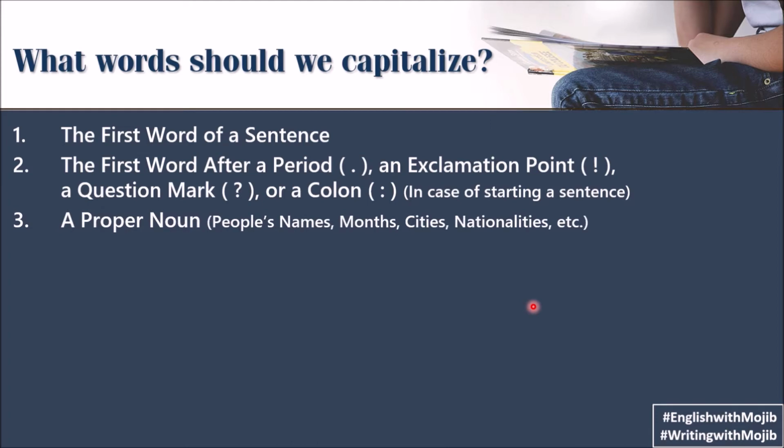Number three, a proper noun, like people's names, months, cities, nationalities, etc. For example, Mojib is always capitalized, M is always capital, or January is always capitalized. The letter G should be uppercase.